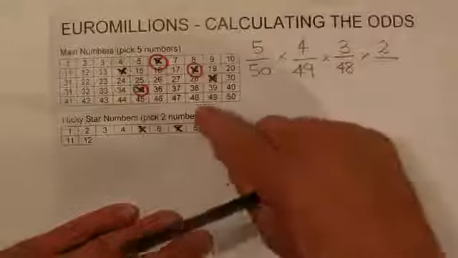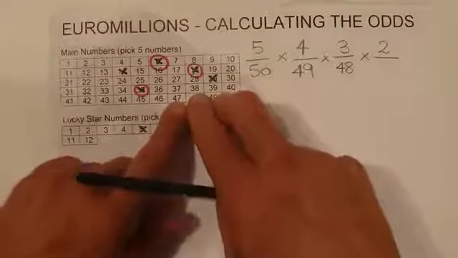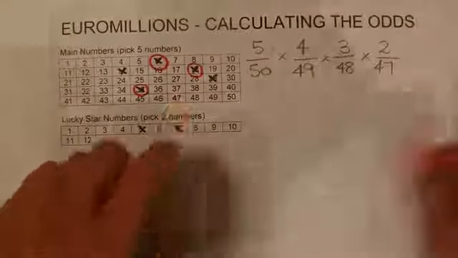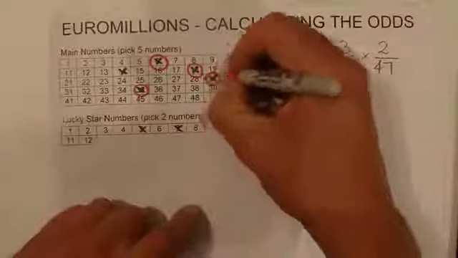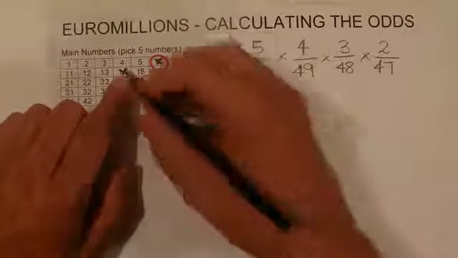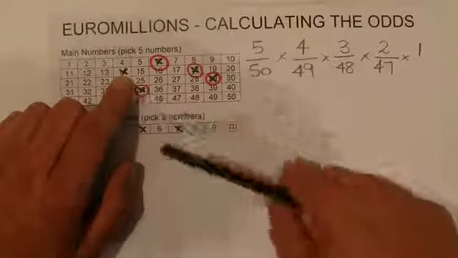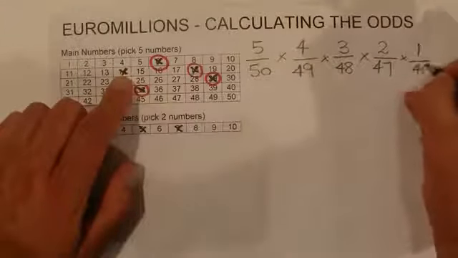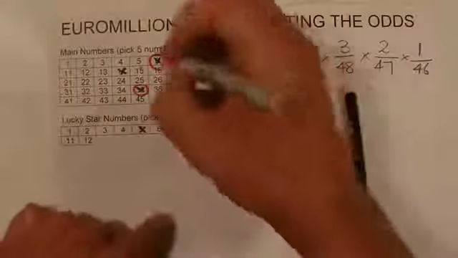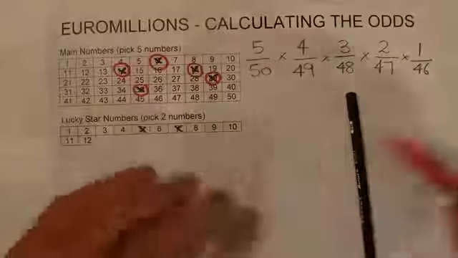You've got 2 chances in 47, because three balls have already been taken from the drum. Mark off one of those numbers. And then when the last ball's drawn, you have 1 chance in 46, because you've got 1 ball left, and there's 46 balls left in the drum for the machine to choose from.